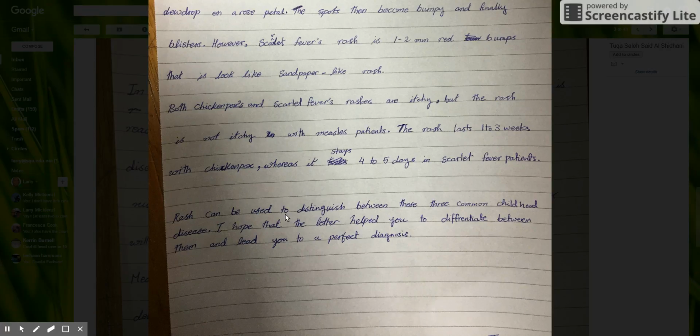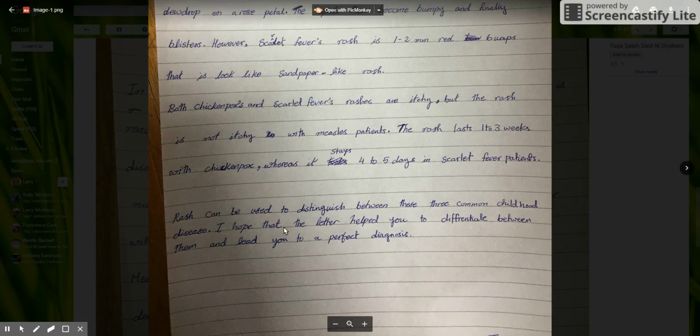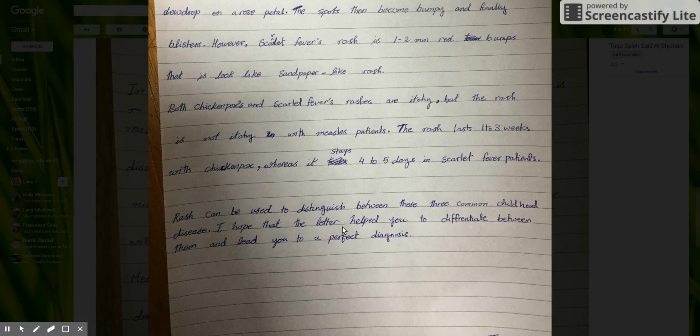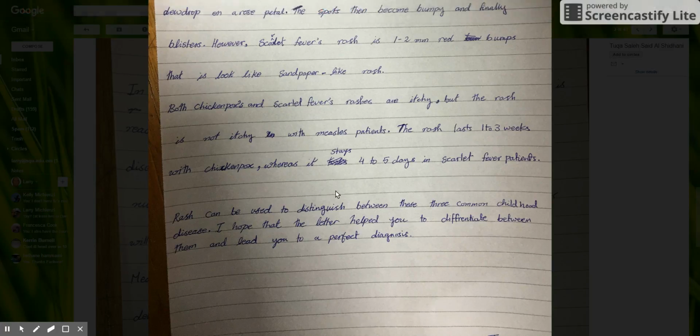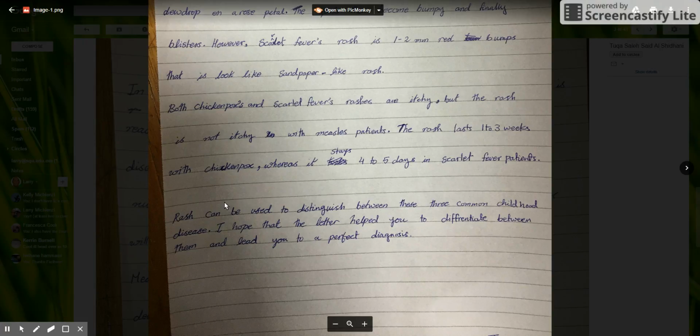Rash can be used to distinguish between these three common childhood diseases. I hope this letter helped you to differentiate between them and lead you to a perfect diagnosis. Okay, good. So you've summed up. You want to maybe mention that the appearance and the location of the rash will help them to distinguish between that, and that would make it a perfect conclusion. It's pretty good.